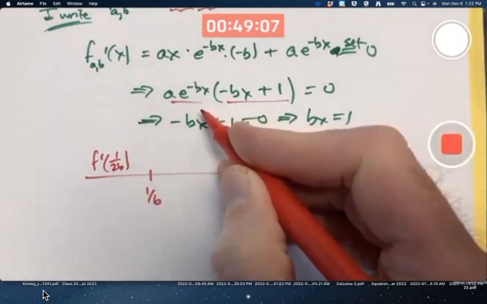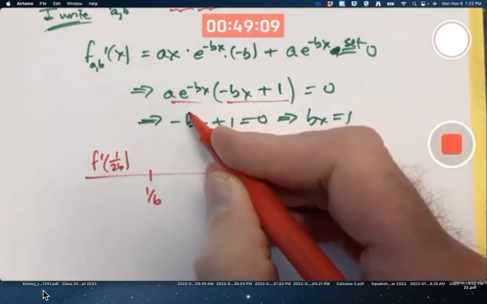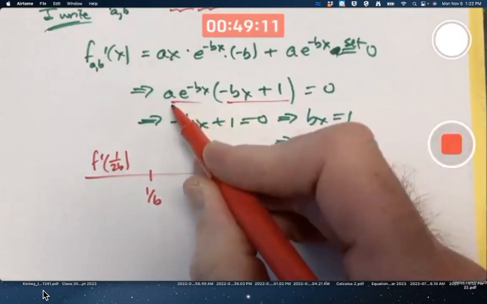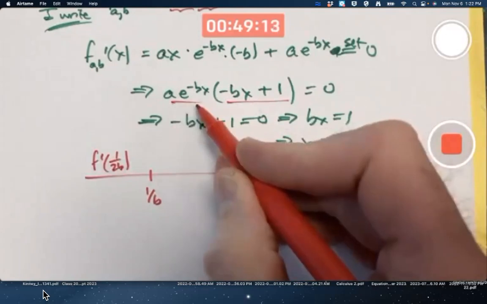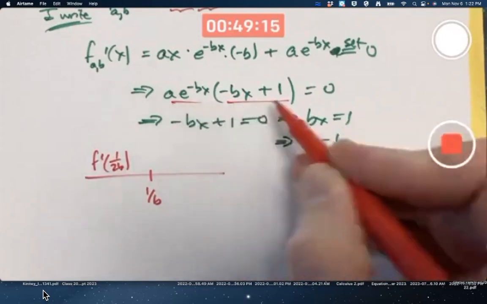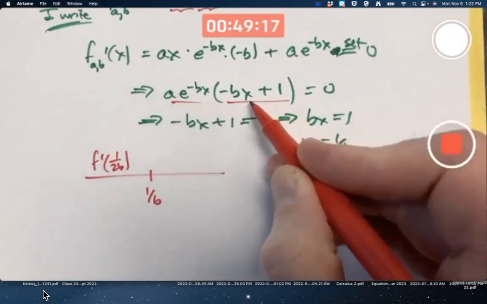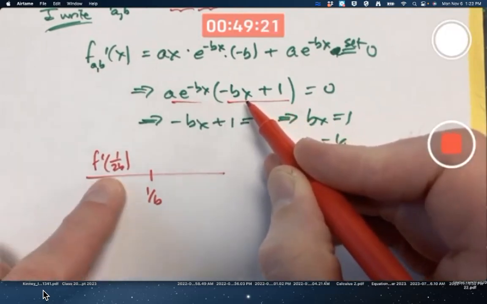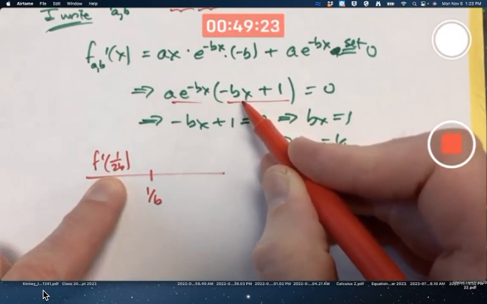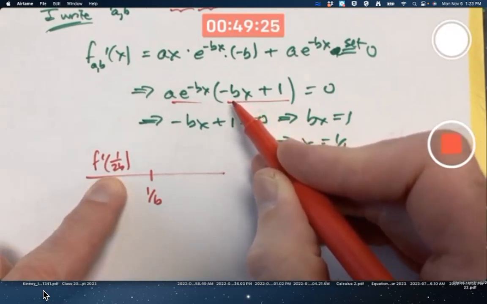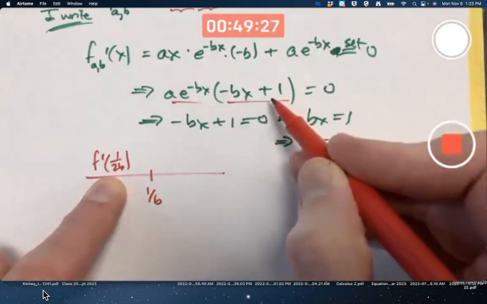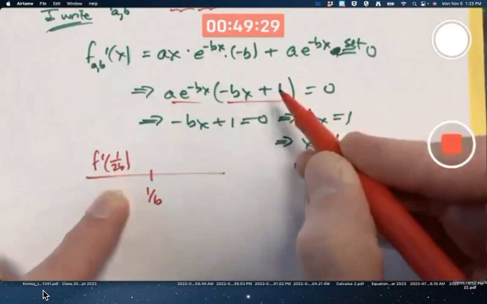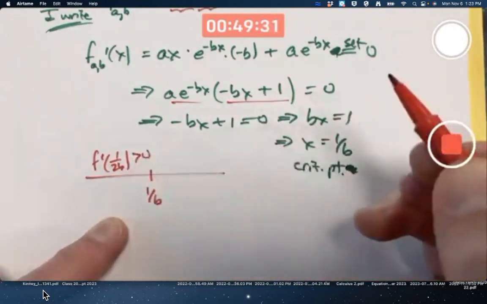Really? Do I have to? Not literally, just in your mind. A is positive. E to the negative bx is positive. What about this one? If I replace x with 1 over 2b, what happens? Multiply. Negative b times 1 over 2b. The b's cancel, leaving me with negative 1/2. Plus 1 is positive 1/2. This is positive. F prime of that is positive.